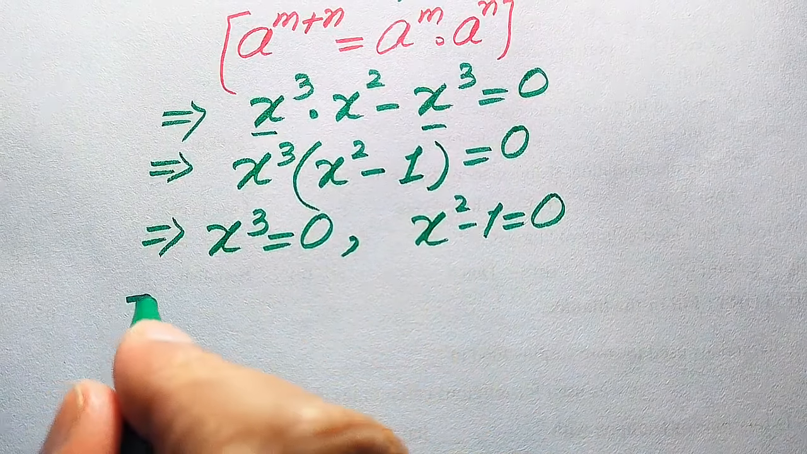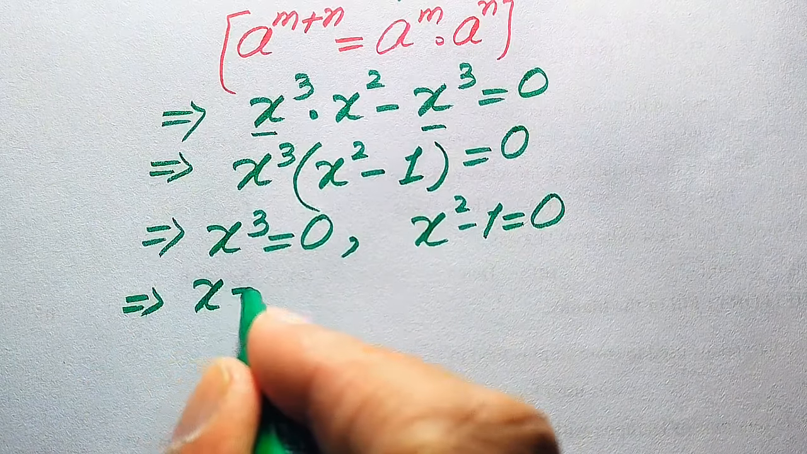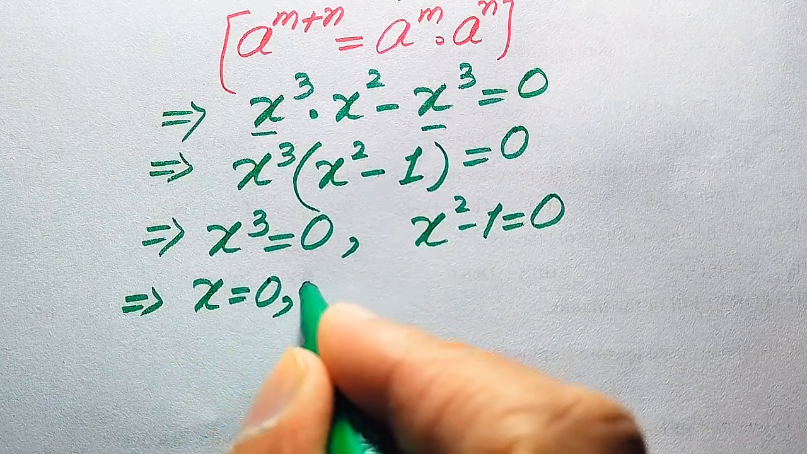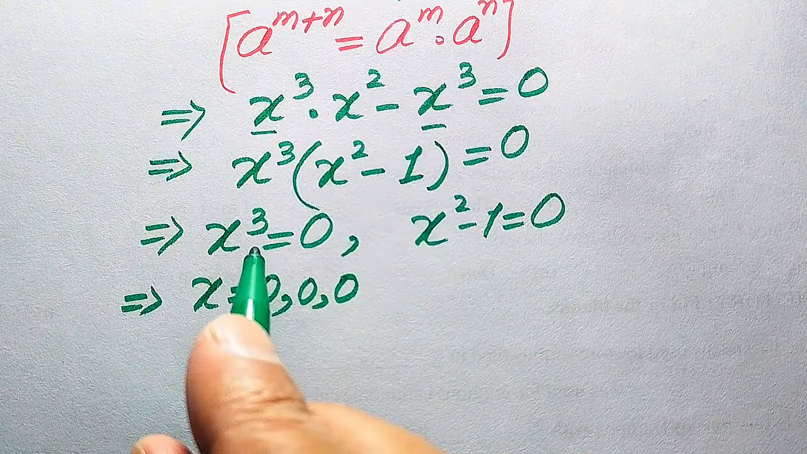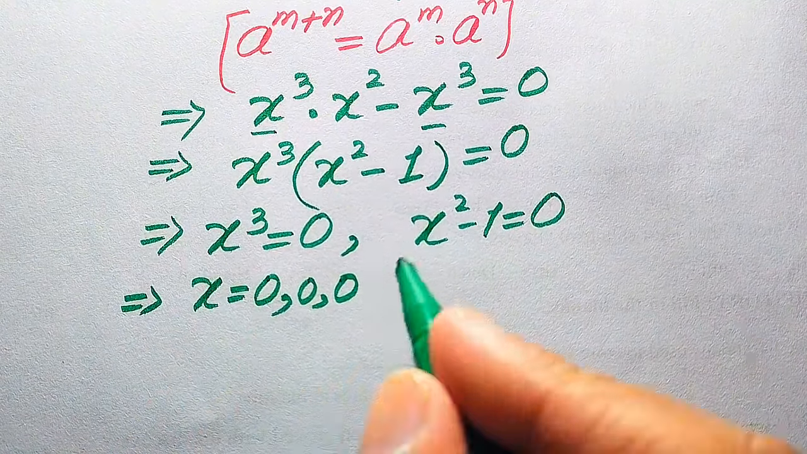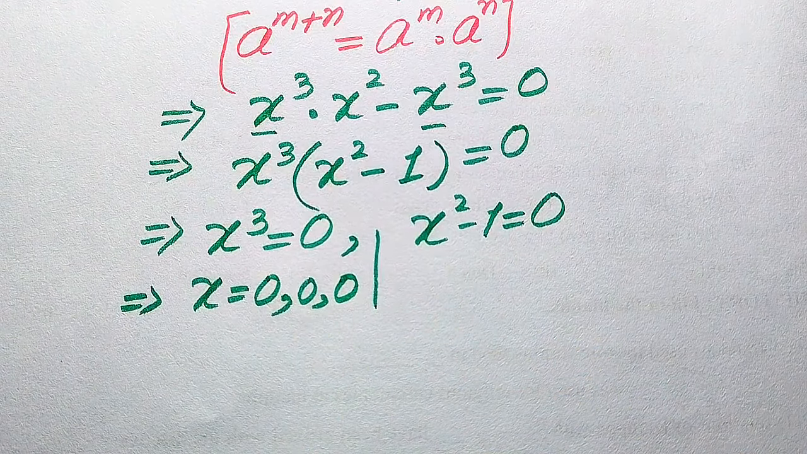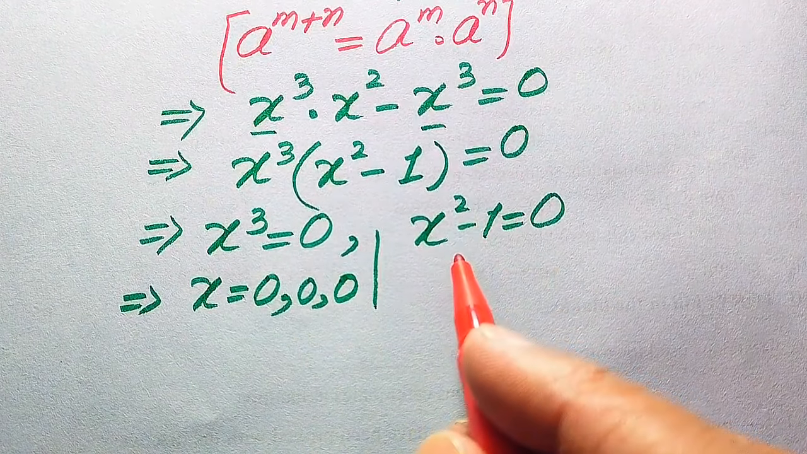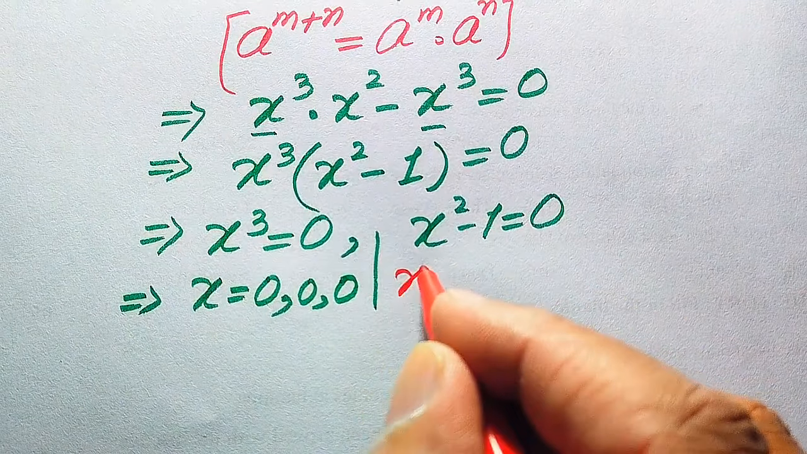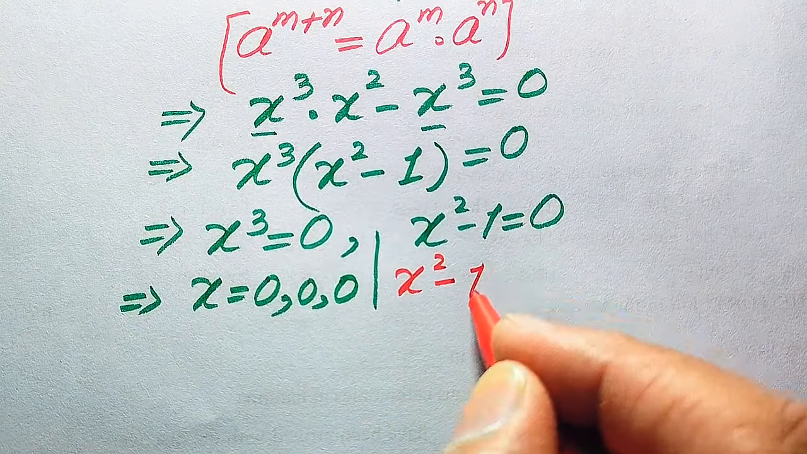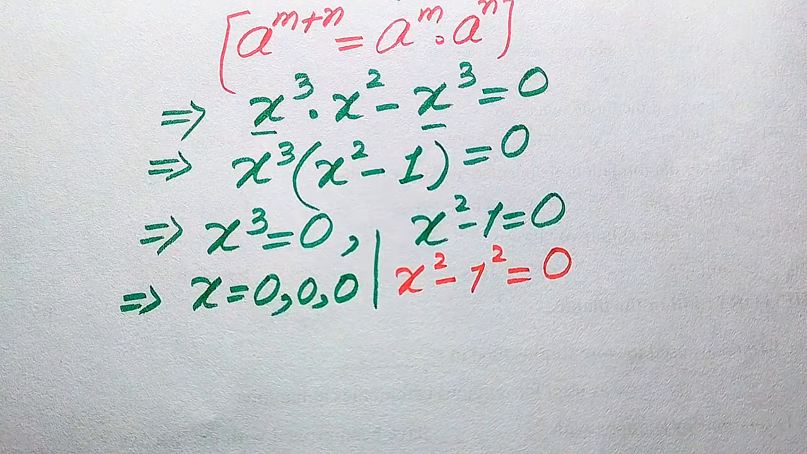So x cubed equals 0 means that this equation has 3 roots in this form: 0, 0 and 0. So the 3 roots of this equation are 0. It means that these are the 3 equal roots. Now in the next step, we need to find other roots from this equation. So we rewrite this equation as x squared minus 1, where we write 1 as 1 squared, and this whole equation equals 0.